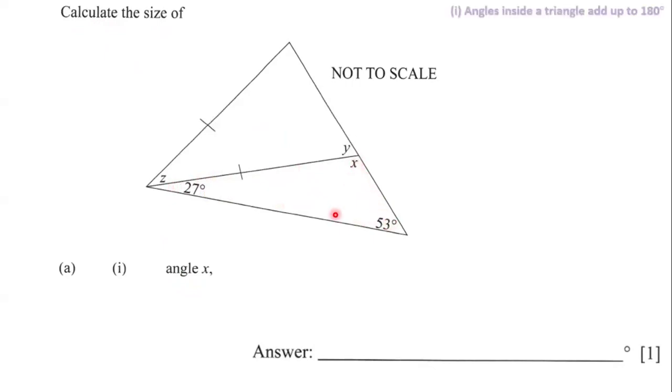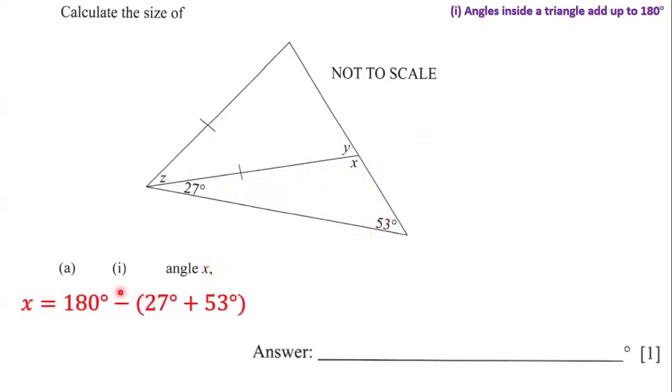And notice that according to this useful geometrical rule, angles inside a triangle add up to 180 degrees. And so that means that angle X plus this angle that measures 27 degrees plus this 53, if we add them and combine them, they're supposed to be equal to 180 degrees. And so in order to determine the size of angle X, we're going to add 27 and 53 and then subtract that sum from 180 to get the size of angle X.